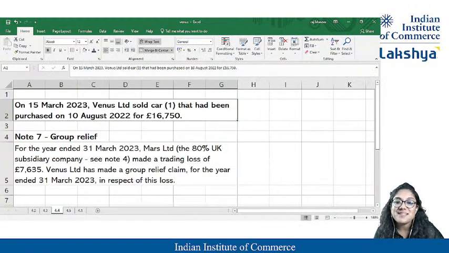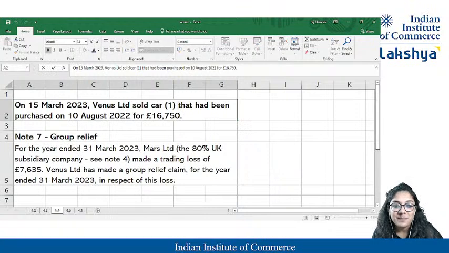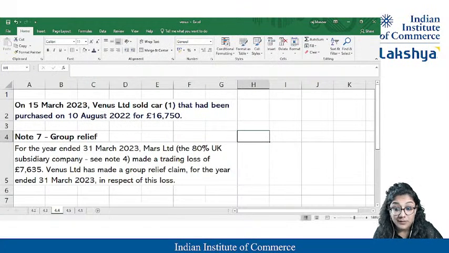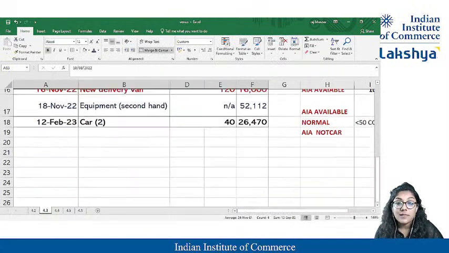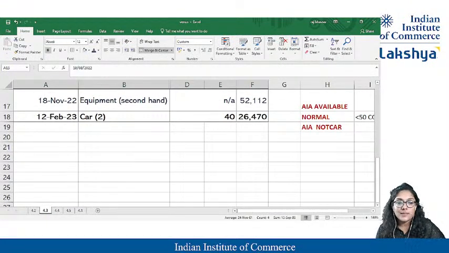Oh my god. Short term sold. Yeah. That has been purchased on 10th August. You sold it for 16,750. Guys, this is important. So that means, ma'am, you purchased and also sold in the current year.